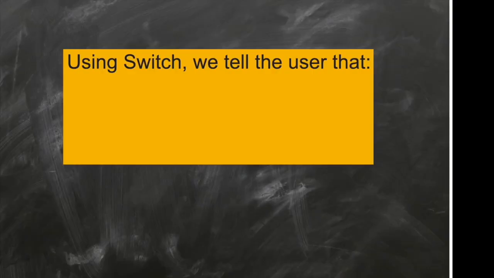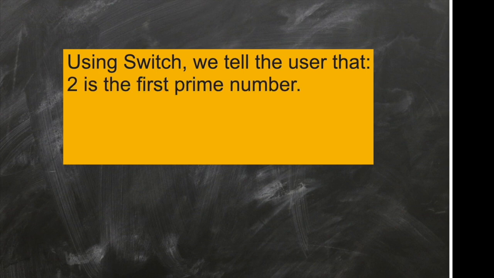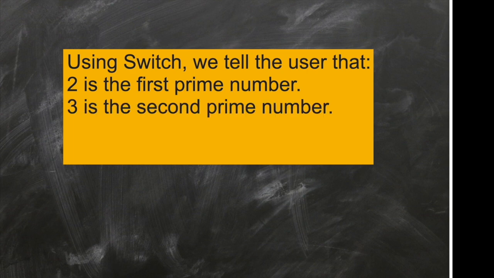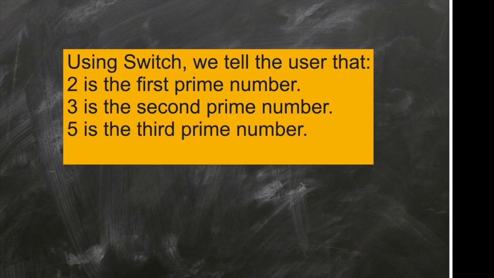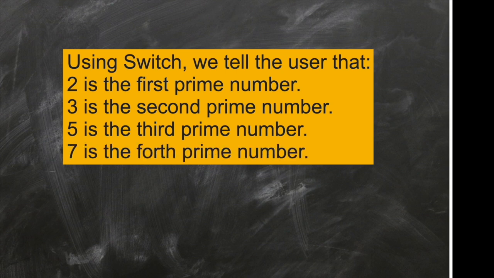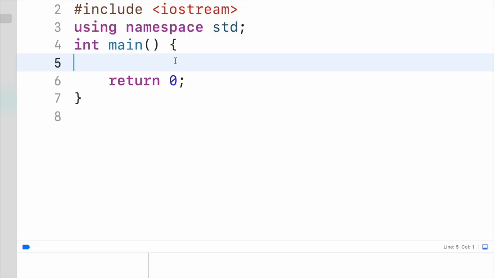In this video, using switch, we run two programs. At first, we will inform the user that 2 is the first prime number, 3 is the second prime number, and 5 is the third prime number, and at the end, 7 is the fourth prime number. Yeah, let's go. So I'm going to ask the user to enter a prime number less than or equal to 10.